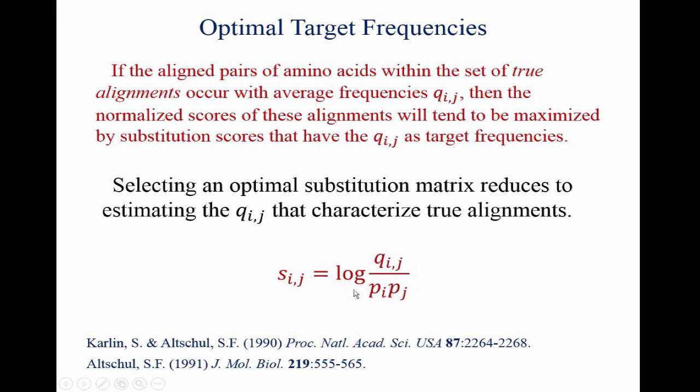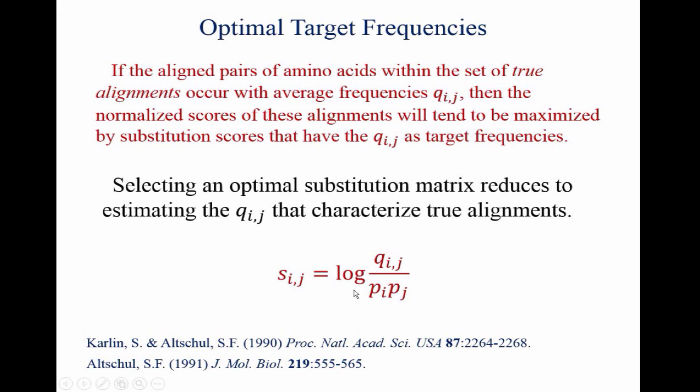If you were seeing a pair of amino acids aligned less frequently than chance, you get a negative score. And if there is really no difference in true alignments and chance alignments with which a pair of letters is aligned, the score is 0. So again, these scores make beautiful sense.